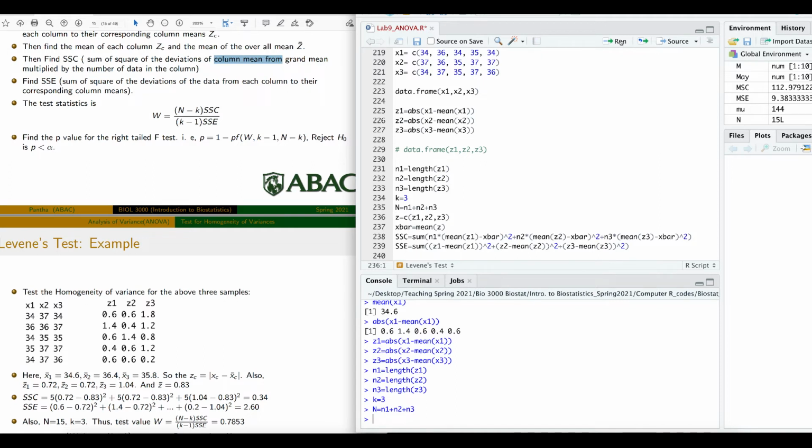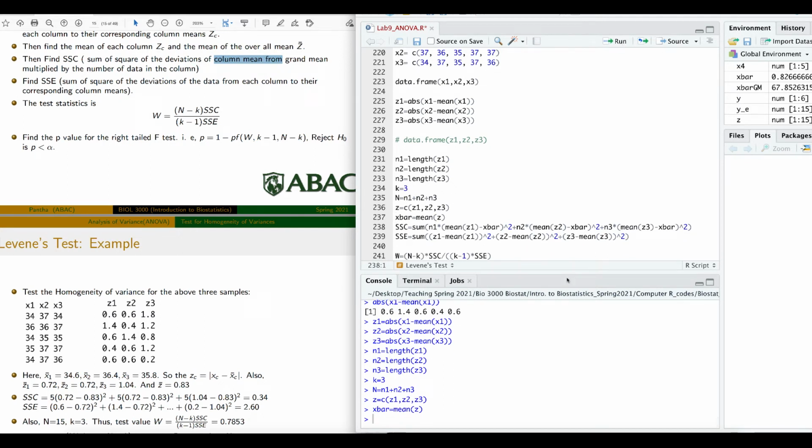And then I wrote G equals C. I'm just combining G1, G2, and G3 all together to find the mean. And then I found X bar equals mean of G. This is what I found. Now SSC is the sum of N1 times mean of G1 minus X bar squared plus N2 times mean of G2 minus X bar squared, because I denoted the mean of G as X bar. You could write G bar, not a problem. And plus N3 times mean of G3 minus X bar squared. That's what I did. That is SSC.